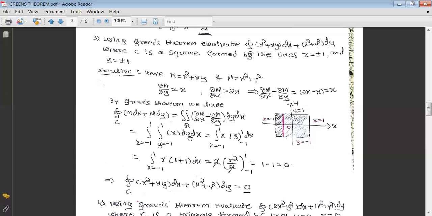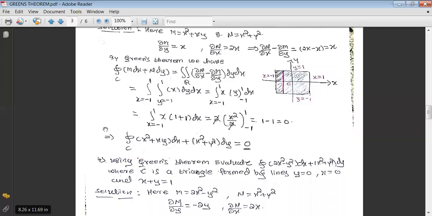Now integration of dy is y, over the limit minus 1 to plus 1, into dx. That is, integration with x varies from minus 1 to plus 1, x as it is, upper limit minus lower limit means that becomes 2. I'll take 2 outside. Now x with respect to x is x square by 2. These two will cancel, for the limit minus 1 to plus 1. If we take the upper limit, it gives you 1, minus if you take the lower limit, minus 1 square is again 1. 1 minus 1 equals 0. That's why the value of this line integral for this closed curve is going to be 0.